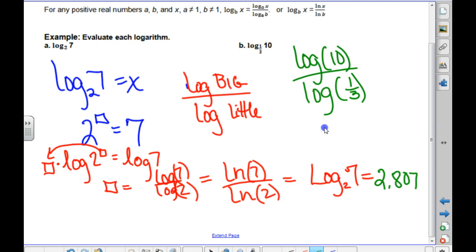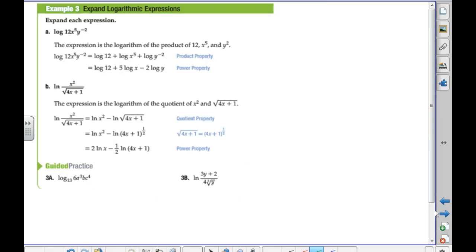I got negative 2.096. Anybody get that? Okay, so everybody's okay with change of base? That is not something you will have to do on the no calculator quiz, okay? All right, there's a few examples on the back side, I think. Is this the back? All right, I'm going to go through this top one really fast.